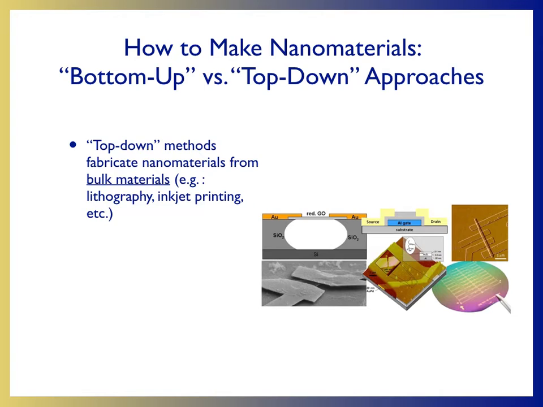A couple of top-down techniques include lithography, where etching is used to make nano-sized features out of macroscopic materials. A good example of this is making transistors on a silicon wafer. We can also process organic semiconductors using inkjet printing, where the features of the organic structures that make up the transistor are basically stamped onto the silicon wafer.